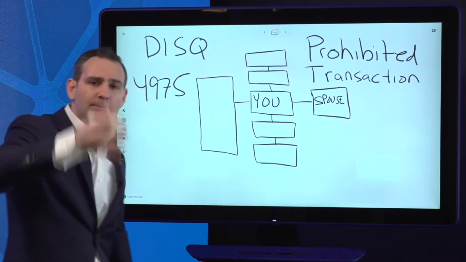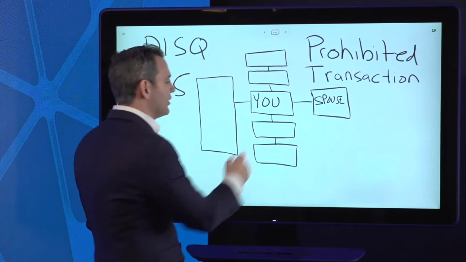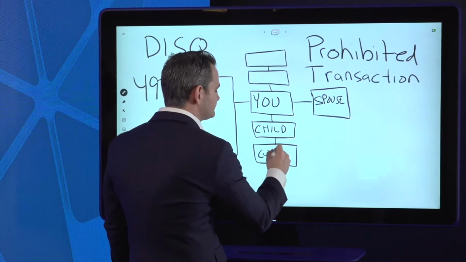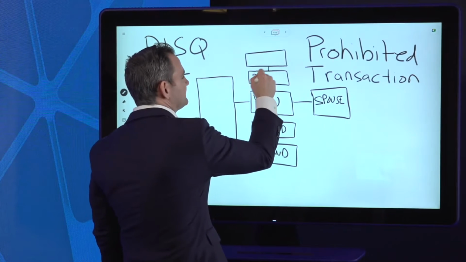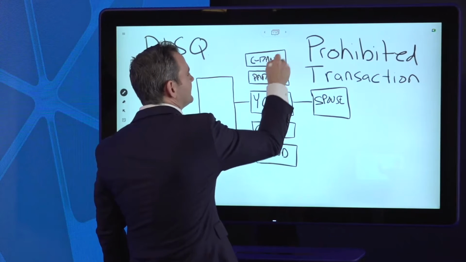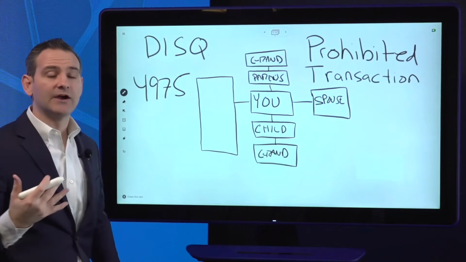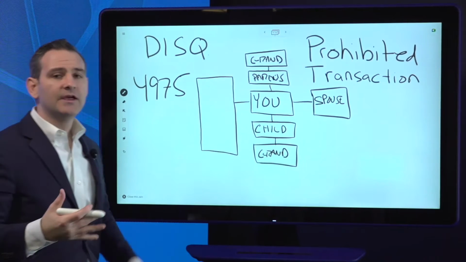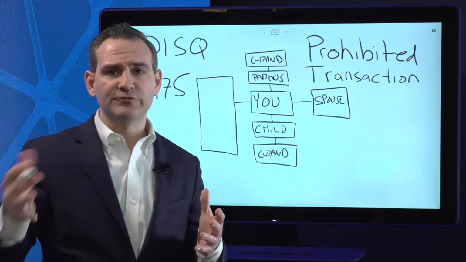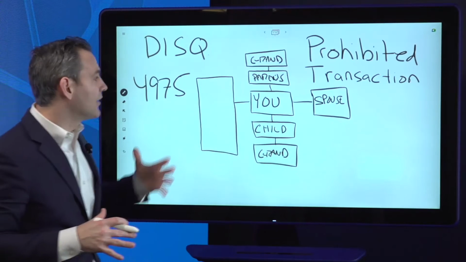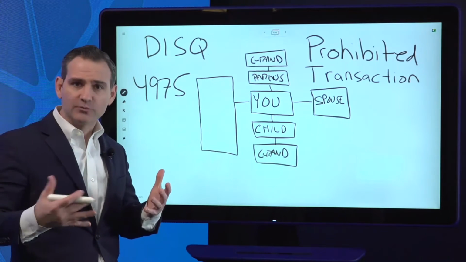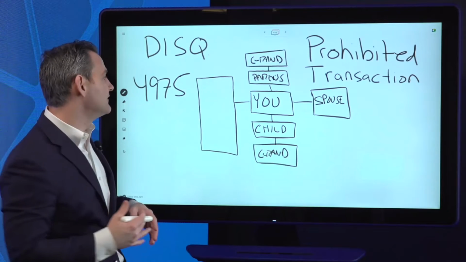And then anyone up and down the family tree. So you have your children, you have your grandchildren, you have your parents, and you have your grandparents. These are considered disqualified persons to your IRA. Just remember, anyone up and down the family tree. Now, interestingly, brothers, sisters, cousins, uncles, nieces, nephews, people across the family tree are not considered disqualified persons. So technically speaking, you could transact with a brother or sister using your IRA funds.